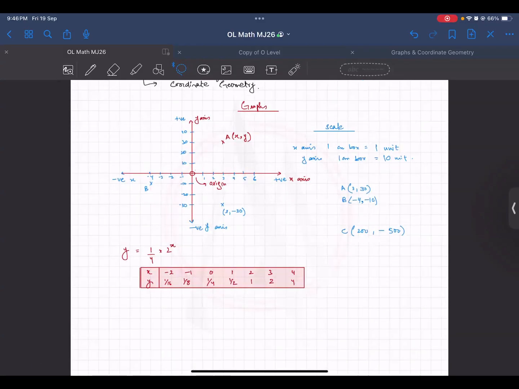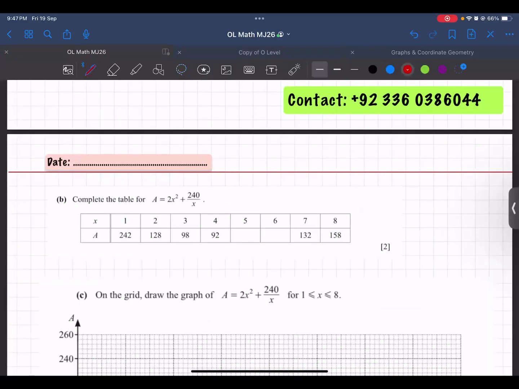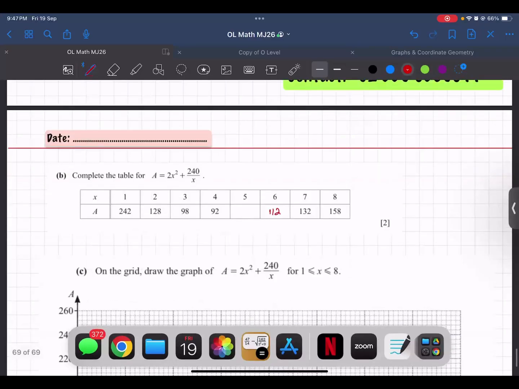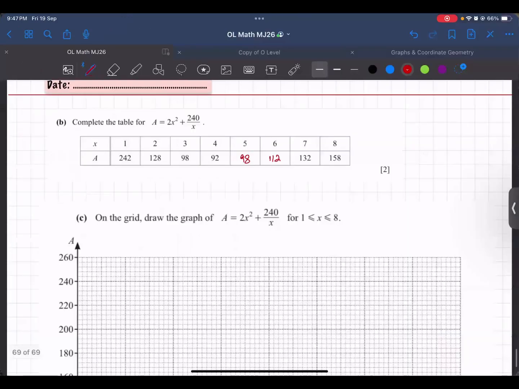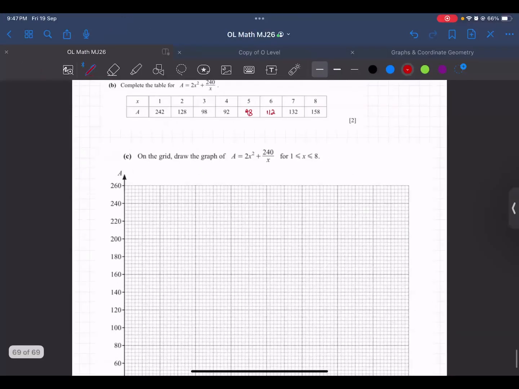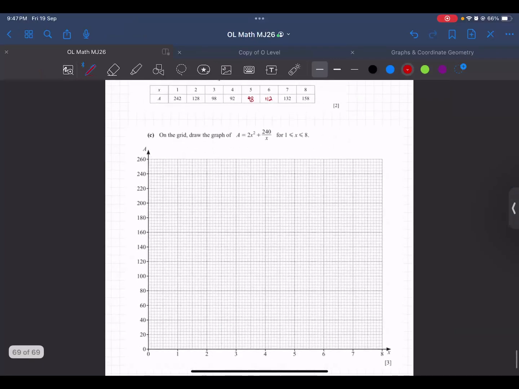equations like these, and then they would give you a table like this to fill in. And what are the answers? 112, 46. And what is the answer for 5? We found it, 98. This is 6. So 112. Okay, now we have all of the answers. So now we will plot the points. They have already given you the scaling, everything, and now we just plot it. So 1 comma 242.